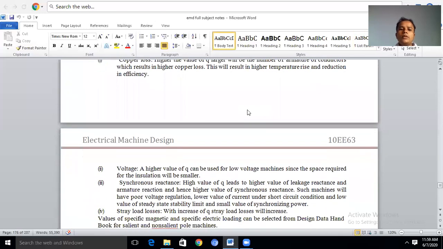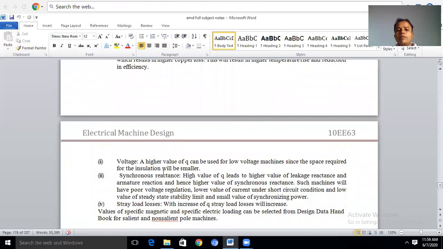Then the voltage also comes into the picture. A higher value of Q, that is electric loading, can be used for a low voltage machine since the space required for the insulation will be smaller. Then synchronous reactance: a high value of Q leads to a higher value of leakage reactance and armature reaction, and hence a higher value of synchronous reactance. Such machines will have poor voltage regulation, lower current under short circuit condition, a low steady state stability limit and small synchronizing power.